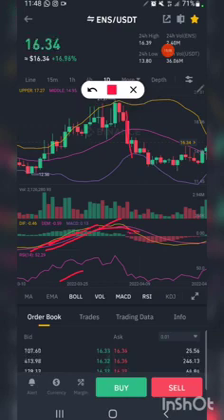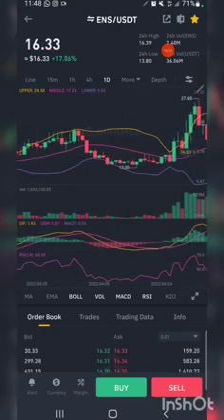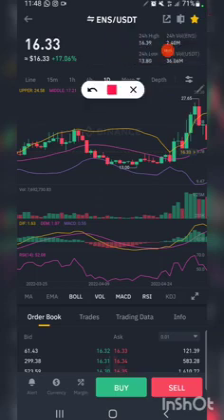So MACD is only going to help you to know when this coin is about to recover. When it's about to recover, as it drops below the histogram, look at what happened here. At the moment it's about to recover, the MACD line starts diverging towards rising.